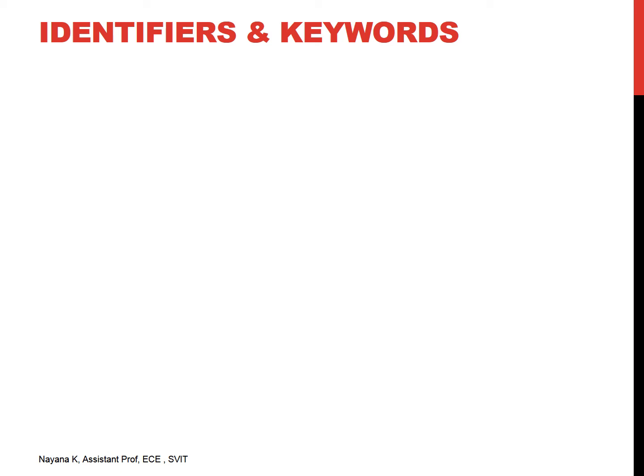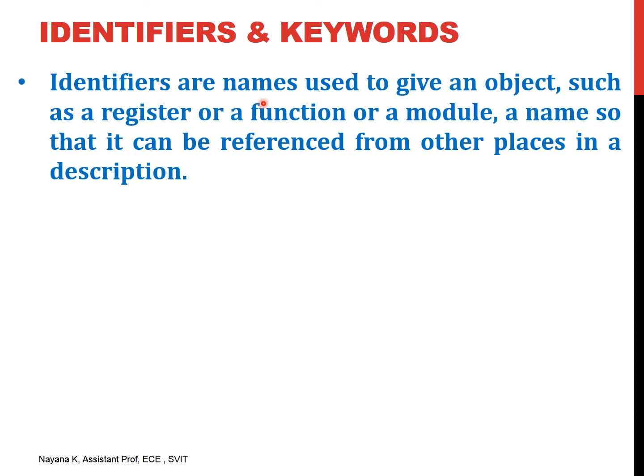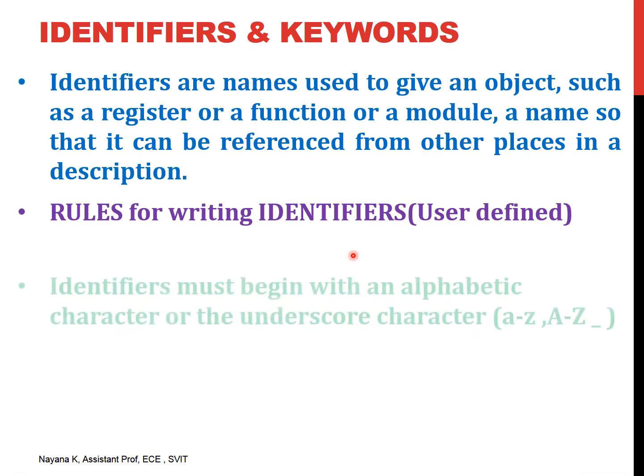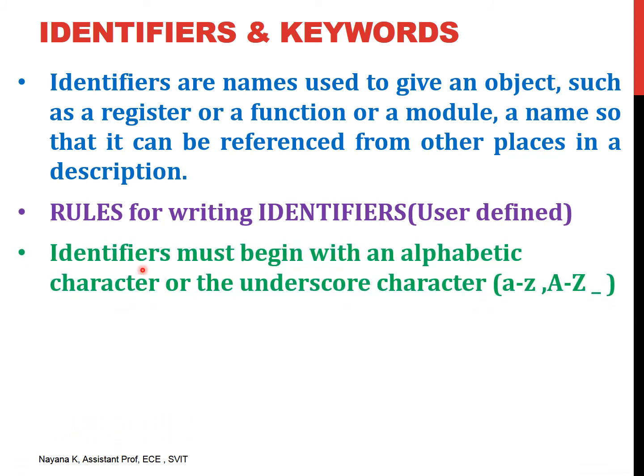Next are the identifiers. Identifiers are names which we give to an object to identify that object in the program. In short, we can call identifiers user-defined literals or user-defined names. These are the names we give to a register variable or a function or a module so that we can refer to that particular name from any other place in the code. We have some rules for writing identifiers. The first rule is that all identifiers must begin with an alphabet character or the underscore character.